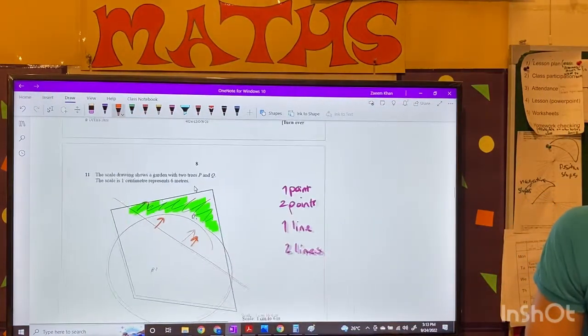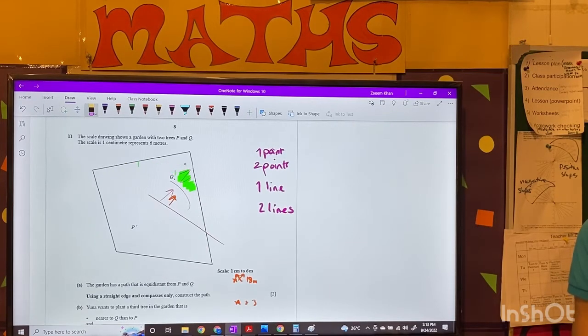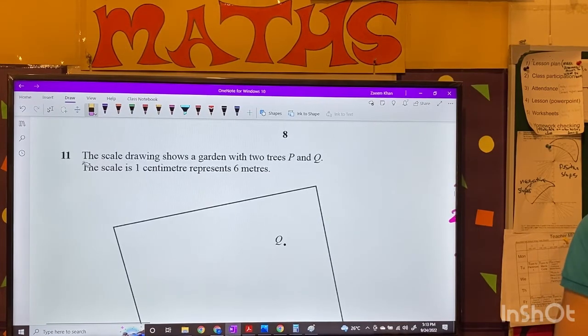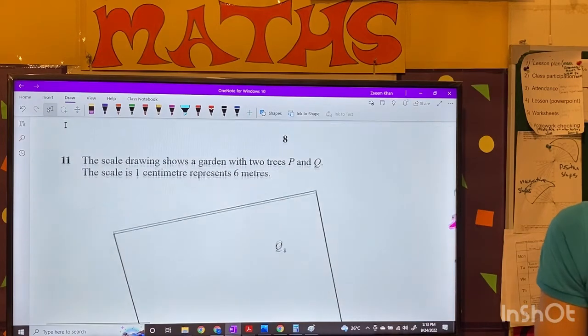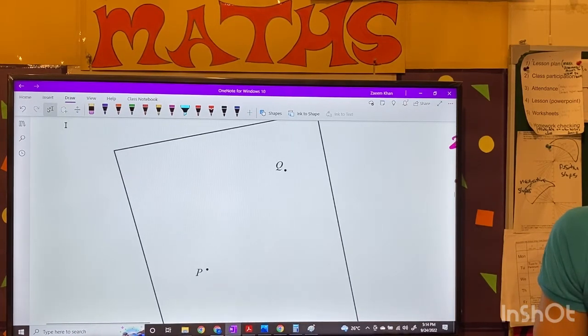Last question G. We're going to be ending this video after this. Here we go. Let me erase this and I'll ask you to read this question. Here we have it, the scale drawing shows a garden with 2 trees, P and Q. The scale is 1 centimeter represents 6 meters. ठीक है, तो ये हमारे गार्डन में 2 trees हैं और very basic drawing.